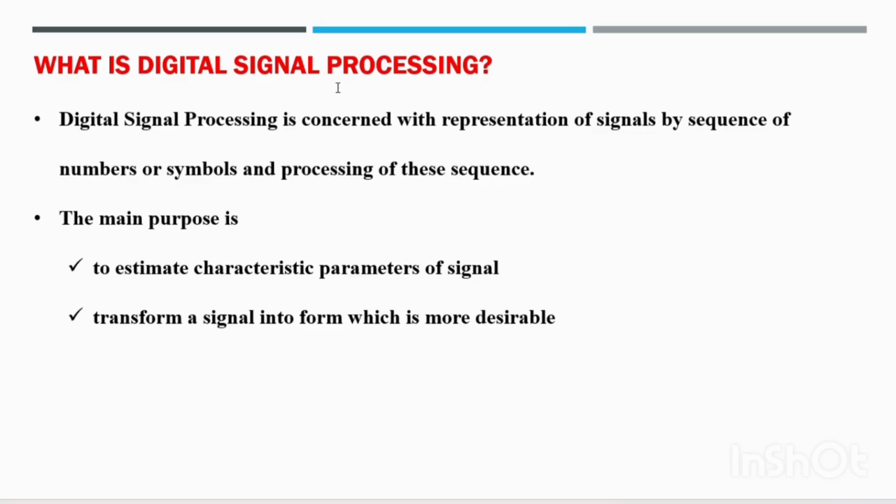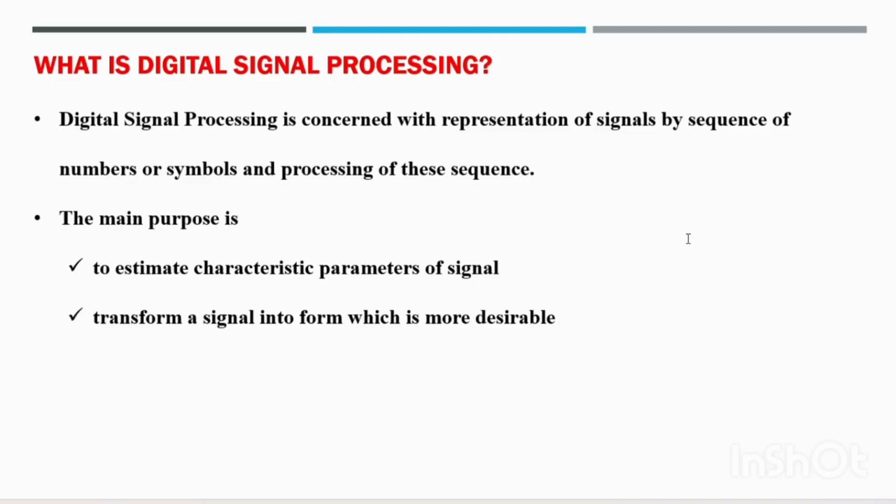So the main purpose why we are dealing with DSP is that you can estimate the characteristic parameters of a signal, and you can also transform a signal into a form which is more desirable based on your requirement. To make it simple, one more example I could give is that a camera doesn't store the real scenario. It will store only the pixel values. DSP will also convert any signal into numerical form and work on it. So you could relate the working of a camera with DSP.